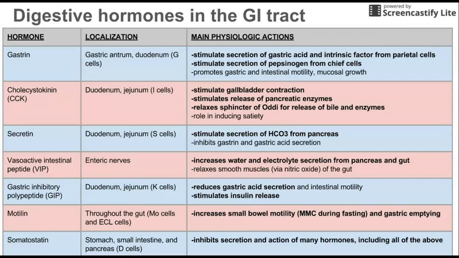And then last are somatostatins. These are going to be released all along the digestive tract, by D cells that are found in the pancreas, small intestines, and stomach. Its job is to inhibit secretion and action of many of the hormones that we just talked about, again playing a role in regulating digestive activities. So those are the 7 main hormones involved in digestion, where they're released from and what their result is or their target organ.